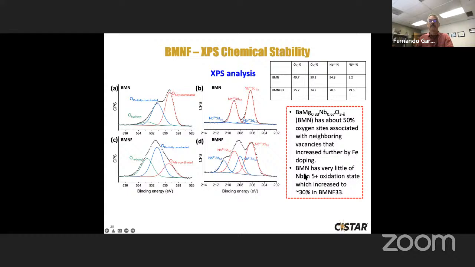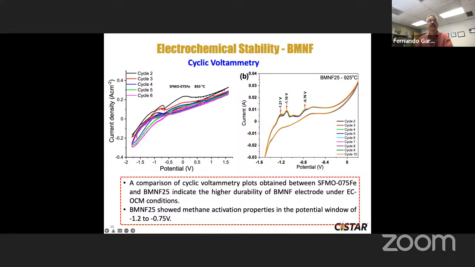These barium magnesium niobate perovskites have very little niobium in the 5+ state, and this increased when we dope with iron. So the chemistry of these systems is quite interesting. Cyclic voltammetry was relatively stable. If you compare the BMNF 25 versus SFMO here, you can see very stable cyclic voltammetry over a very wide potential range. And again, this is where you cross between having to add current to the system rather than the cells actually producing electrical energy. And we saw peaks at 1.2, 1.21, 1.1, and 0.76 volts.